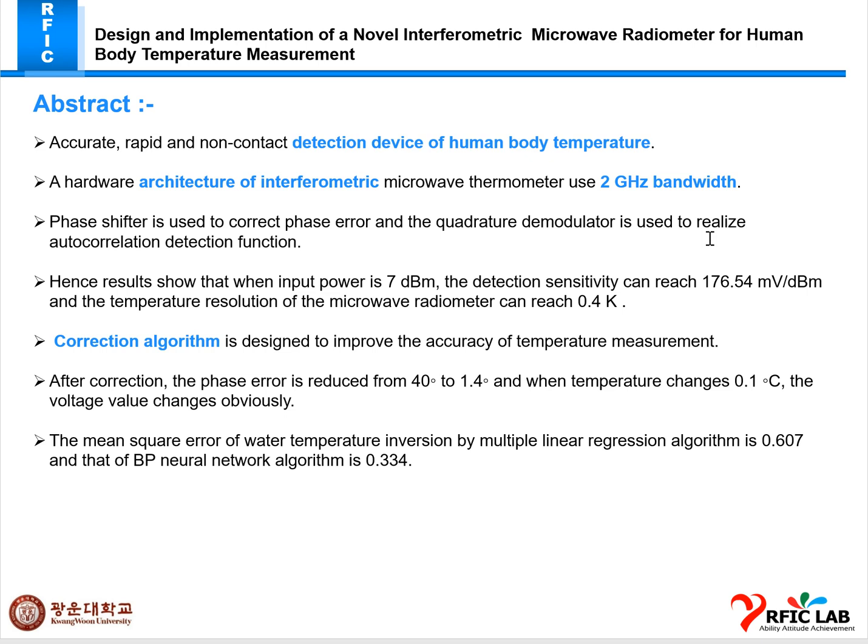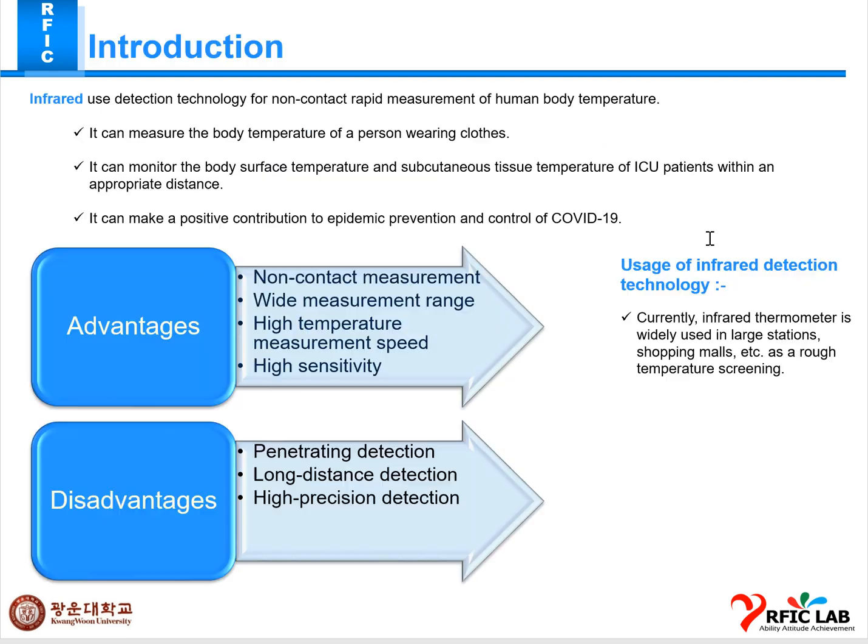In this, the mean square error of water temperature by the multiple regression algorithm is 0.607, and with the BP neural network algorithm it is 0.334.